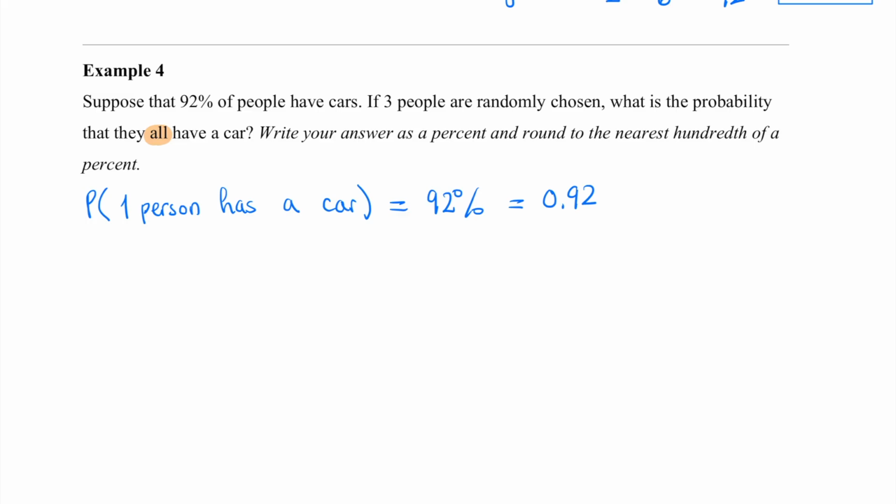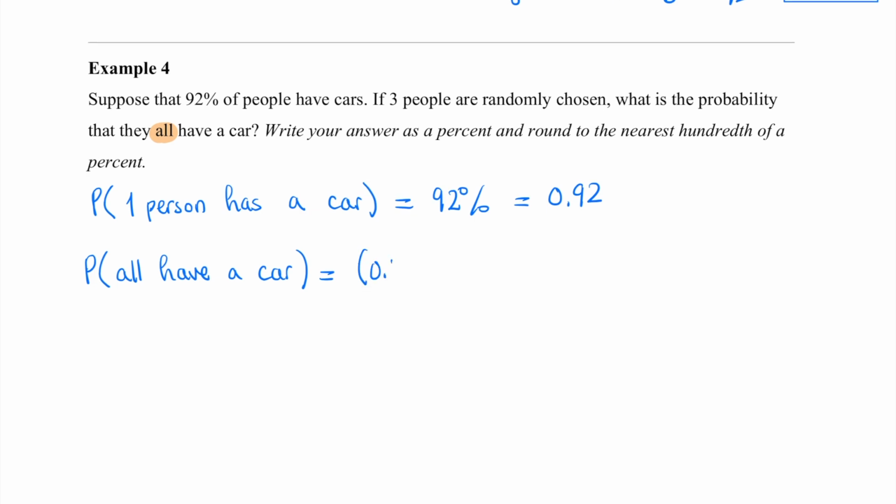So we use the multiplication rule. We take the probability that person 1 has a car, multiplied by the probability that person 2 has a car, multiplied by the probability that person 3 has a car, which is 0.92 times 0.92 times 0.92. And that equals 0.778688.